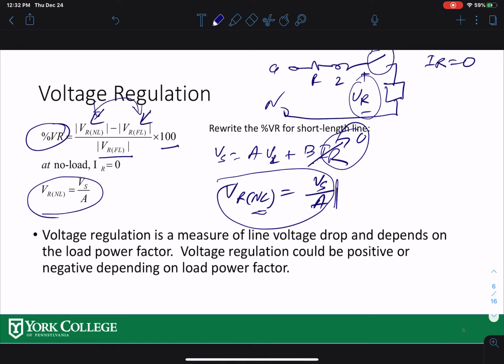Then find the difference with respect to percentage. We want this percentage less than 5%. Voltage regulation needs to be less than 5% between the extreme cases. All right.